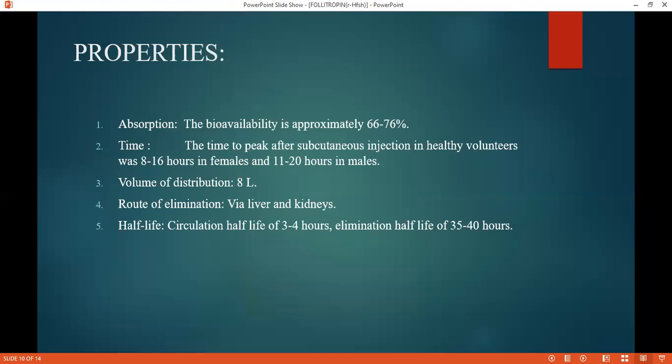Properties. Absorption. The bioavailability is approximately 66 to 76%. The time to peak after single and subsequent injections in healthy volunteers was 8 to 60 hours in females and 11 to 20 hours in males. Volume of distribution is 8 L. Route of elimination is via liver and kidney. Half-life: circulation half-life of 3 to 4 hours. Elimination half-life of 35 to 40 hours.